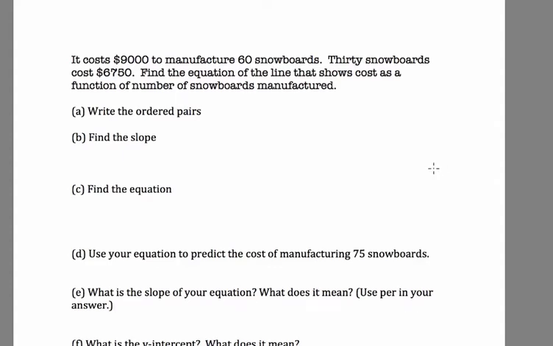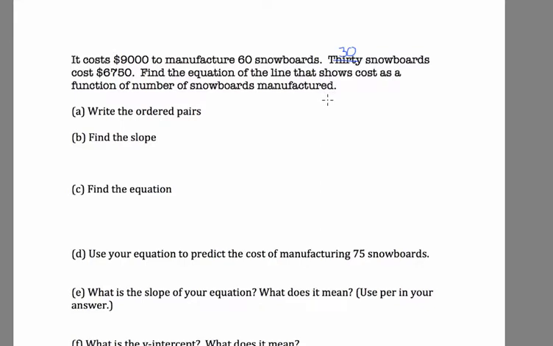Let's look at some word problems. It costs $9,000 to manufacture 60 snowboards. 30 snowboards cost $67.50. I don't like that that's not a number. I'm going to turn that into a 30. Find the equation of the line that shows cost as a function of number of snowboards manufactured.